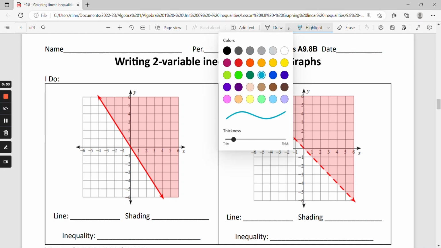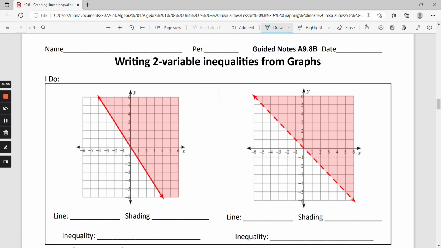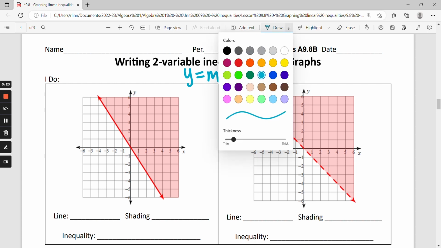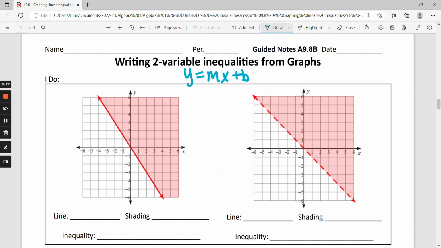Alright, so our last page that we're going to be working on today, on the back, we're writing two variable inequalities from graphs. So when we're writing two variable linear inequalities from graphs, meaning straight lines, we're going to be using the formula y equals mx plus b. Yes, we're going to be using slope-intercept form. So in order to do slope-intercept form, we need to find our slope, we need to find our y-intercept.